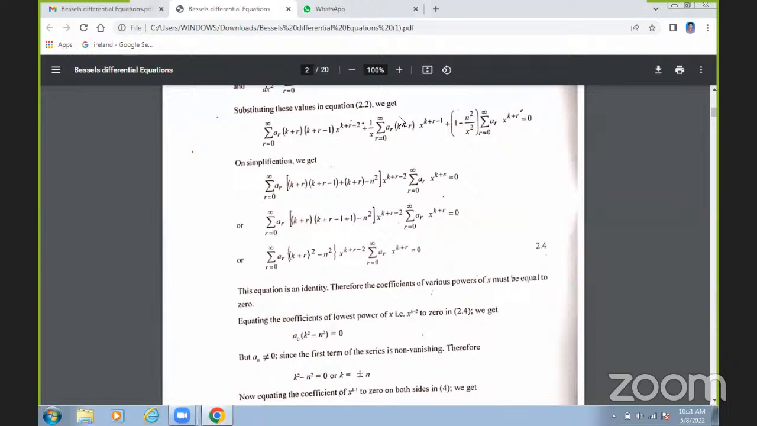Abhishek is speaking, sir. Please explain x to the power of k plus r minus 2. What doubt do you have? Doubt, sir. After x to the power of k plus r minus 2, after it, plus summation of ar x, this one. Below, sir. This one, after x to the power of k plus r minus 2, plus summation of ar.